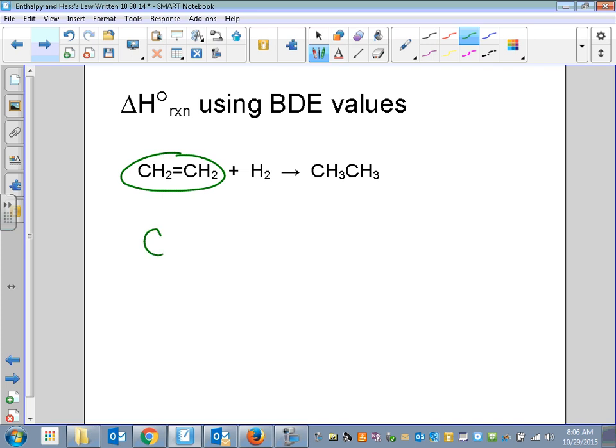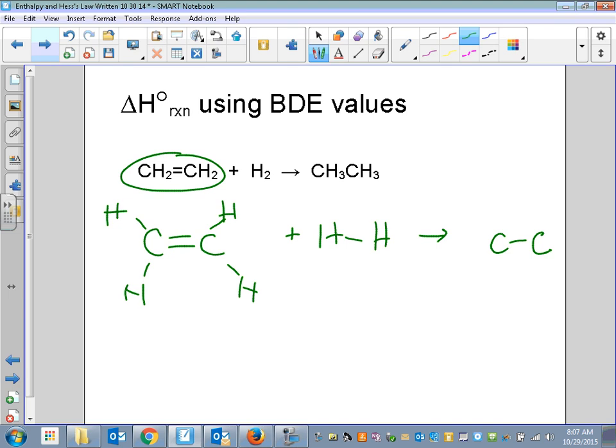C double bond C, with H's. Okay. Plus, guess what? Plus H, H bonded to H, single bond, yields ethane. C bonded to C with a single bond surrounded by 3 H's on each side.